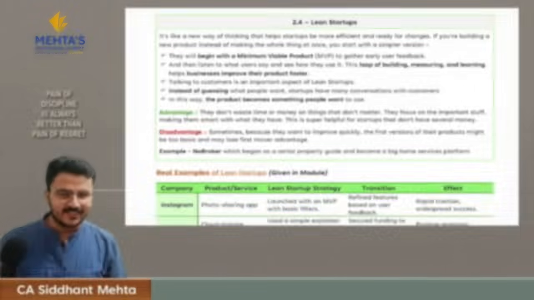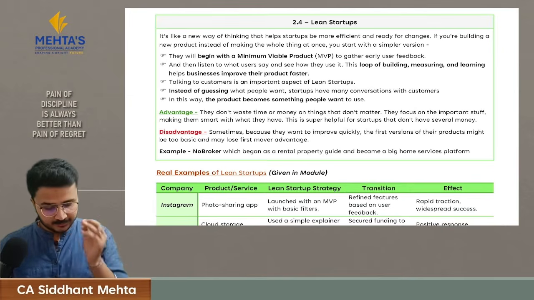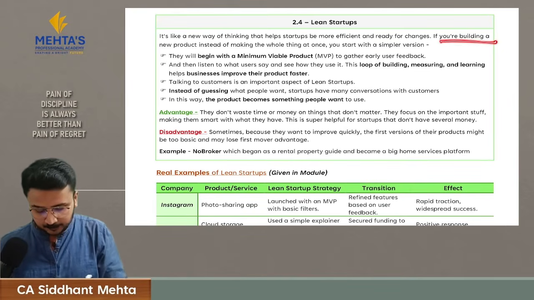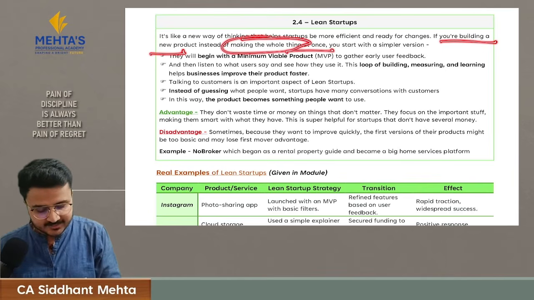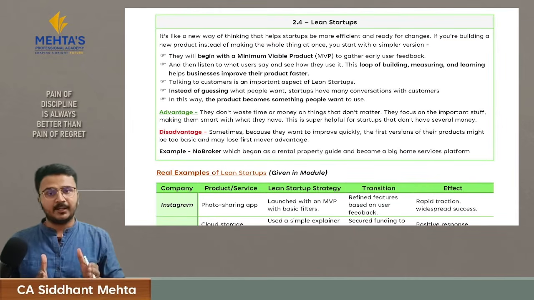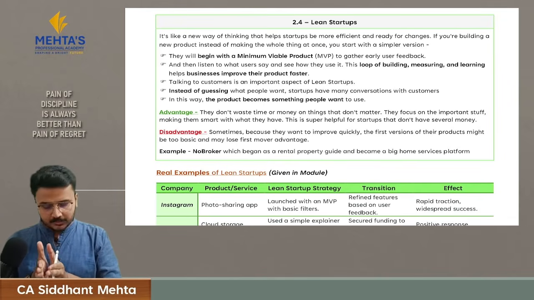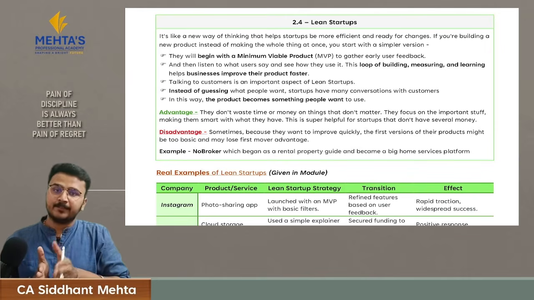Now let's understand our last second concept, that is lean startups. Lean startups is a different way of doing your business. Here a startup will build a new product but instead of making the whole thing at once you will start with a simpler version. यानी पूरा प्रोडक्ट एक साथ बनाने के बाद लॉन्च करना, उससे अच्छा आप स्मॉल वर्जन बनाओ, उसको देखो कि कस्टमर्स के फीडबैक क्या आ रहा है और बेस्ड अपॉन दैट इंप्रूव योर प्रोडक्ट.